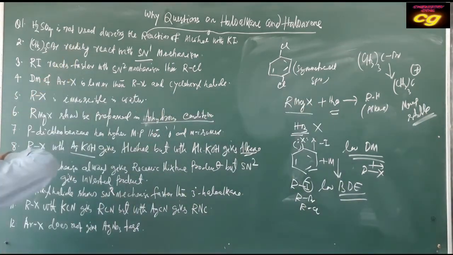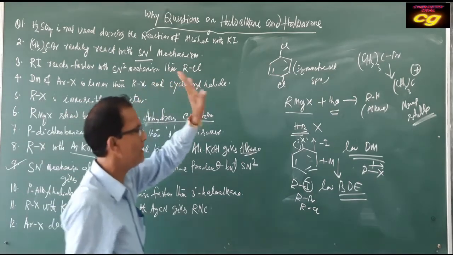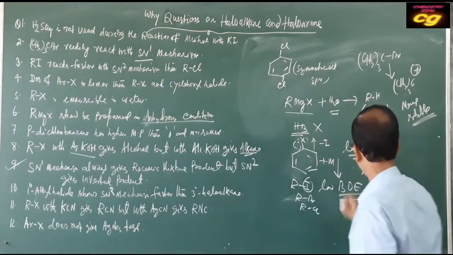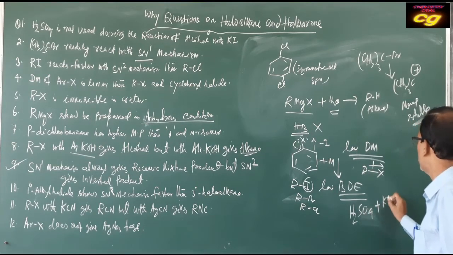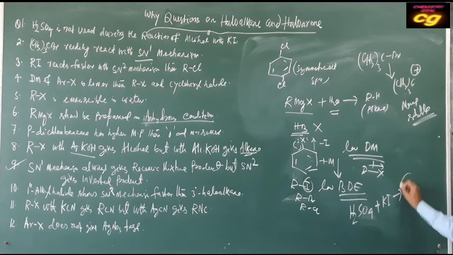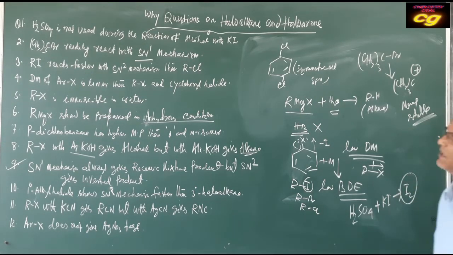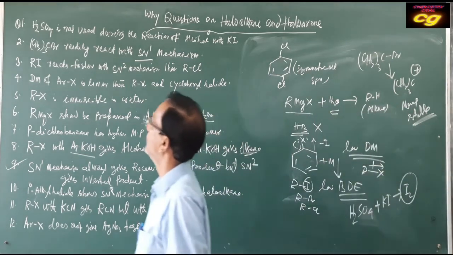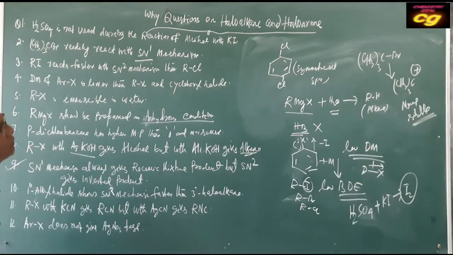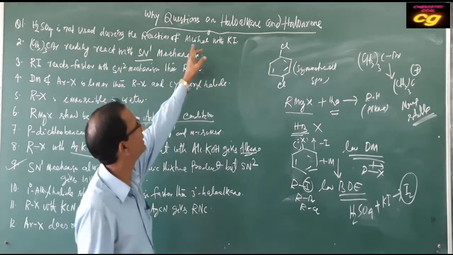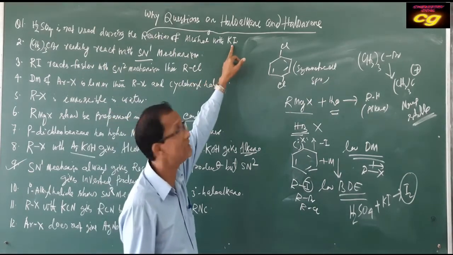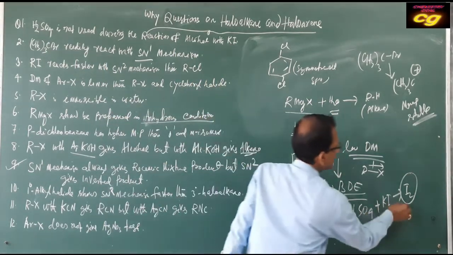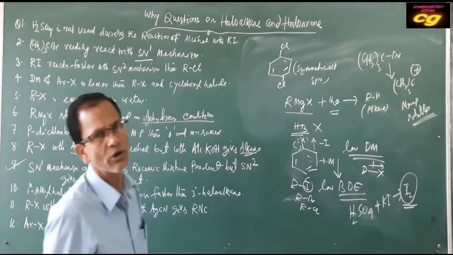Sulfuric acid is not used during the reaction of alcohol and KI, because sulfuric acid is a very strong oxidizing agent, it reacts with KI forming I2. So instead of HI, it produces I2. Normally alcohol with KI produces RI, but in the presence of sulfuric acid, it oxidizes KI to I2. That's why substitution of halogen is not possible.